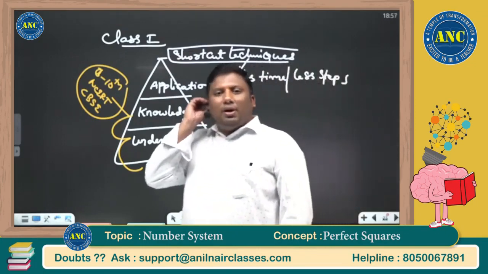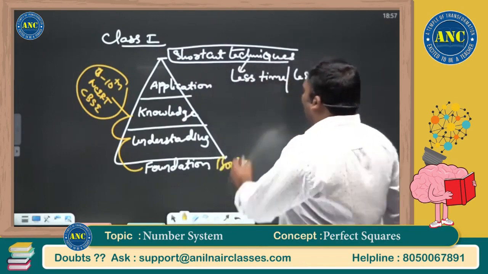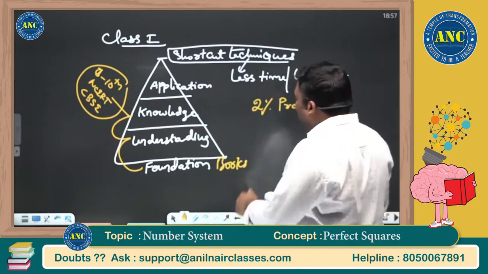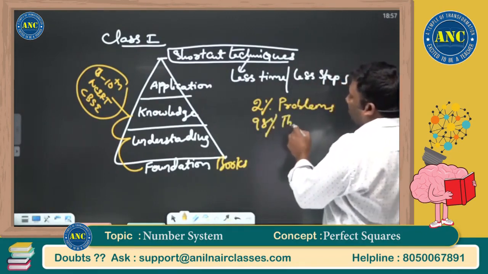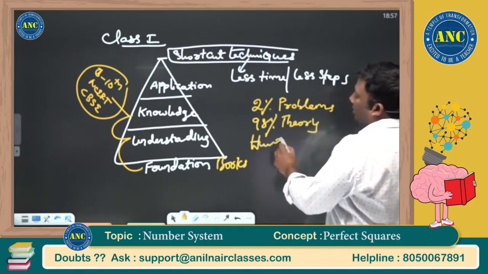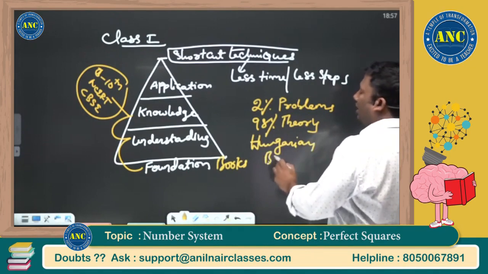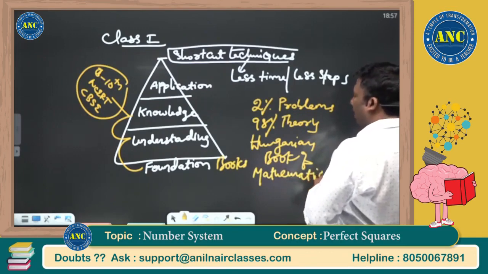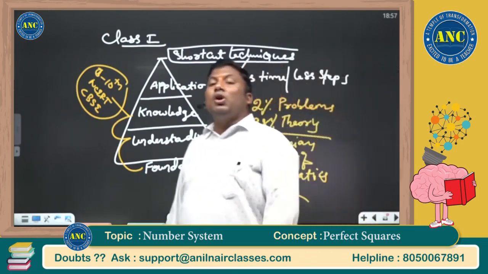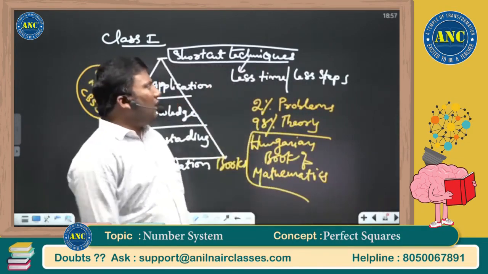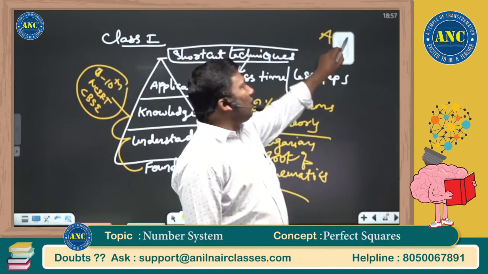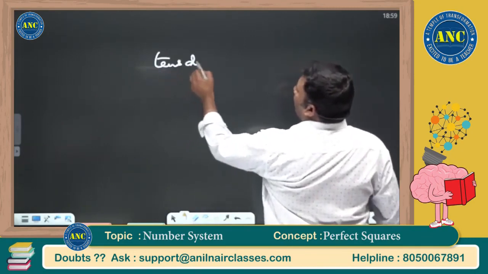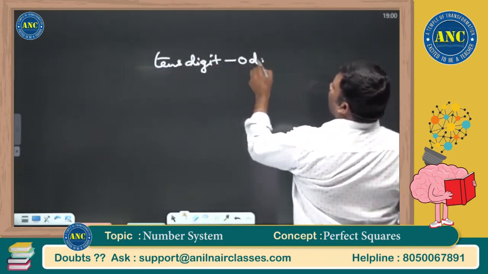The best book that is available worldwide, a mathematical book with 2% problems and 98% theory. That name of the book is Hungarian Book of Mathematics. Hungarians are considered to be extremely good in mathematics. Take any Hungarian standard school books, you will find a lot of these books on artofproblemsolving.com, AOPS.com.